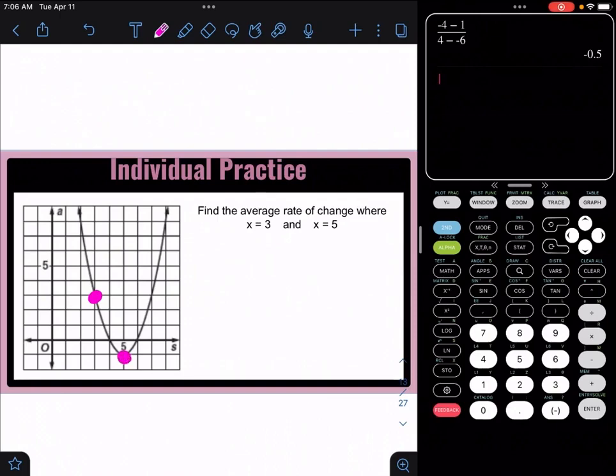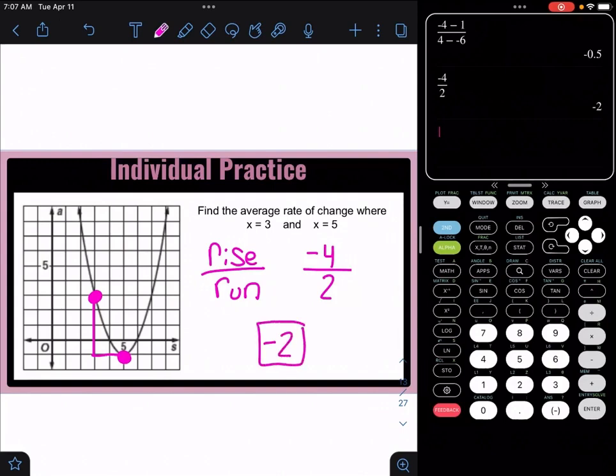All right, let's see our rise over our run. We rose 1, 2, 3, 4, but we went down, so our rise would be -4. And then we ran 1, 2, 2. Let me just count again. 1, 2, 3, 4, 1, 2. All right, and let's type this in the calculator. -4 over 2, that would equal -2. So our average rate of change is -2.